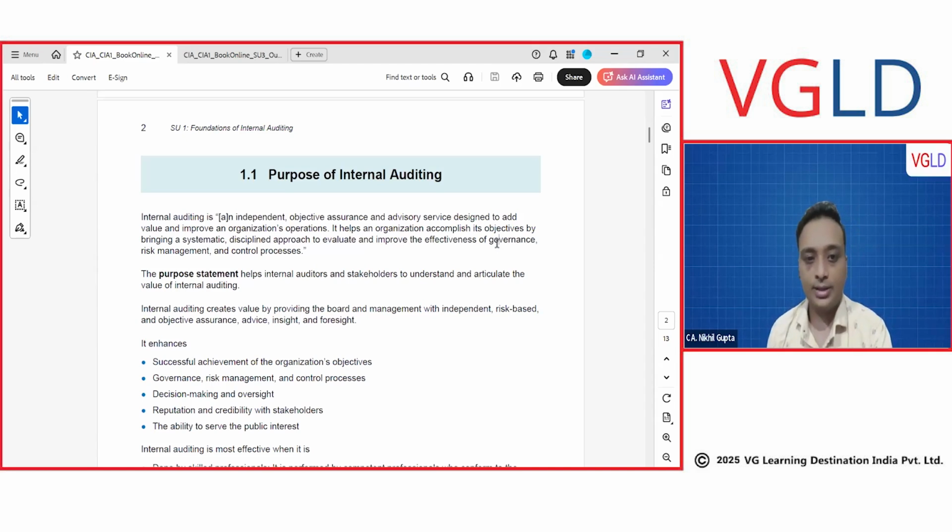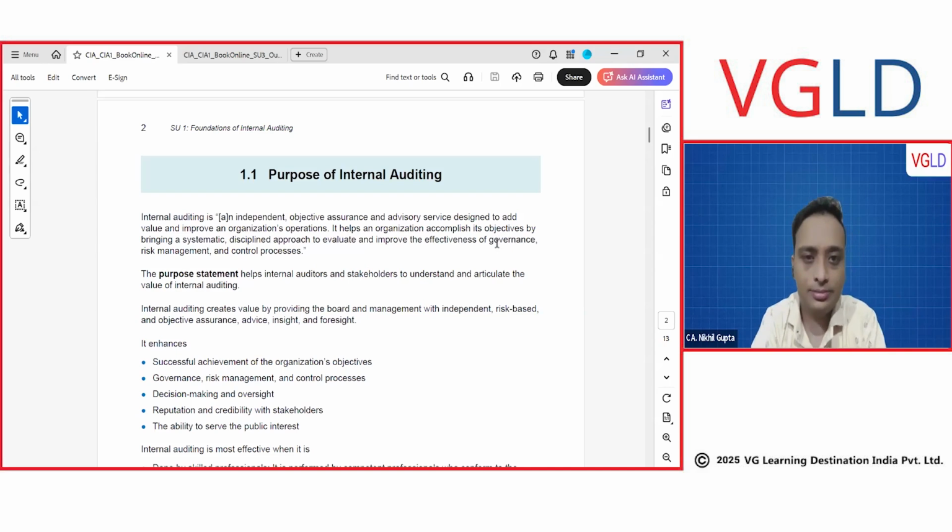The purpose statement helps the internal auditor and stakeholders to understand and articulate the value of internal audit. The purposes which we read in the paragraph above: what it helps and whom it helps. This helps the internal auditor as well as stakeholders to understand and articulate the value of internal audit.